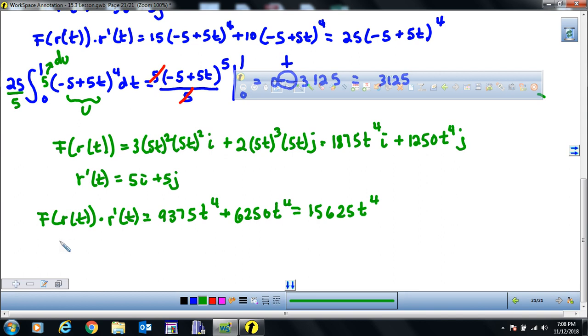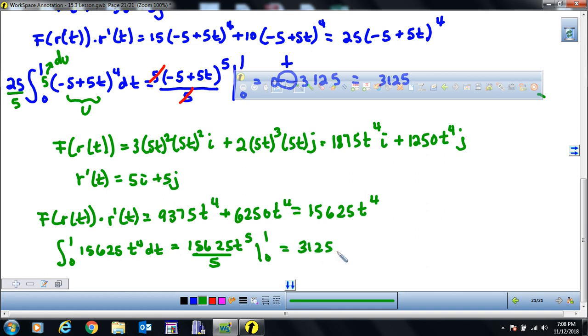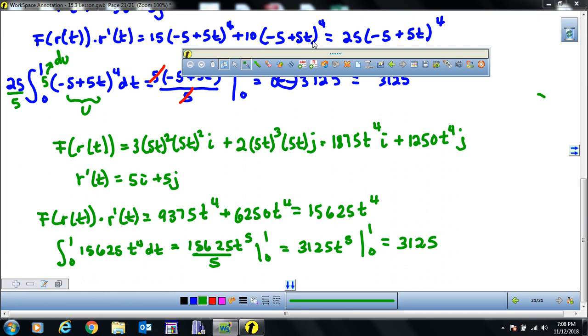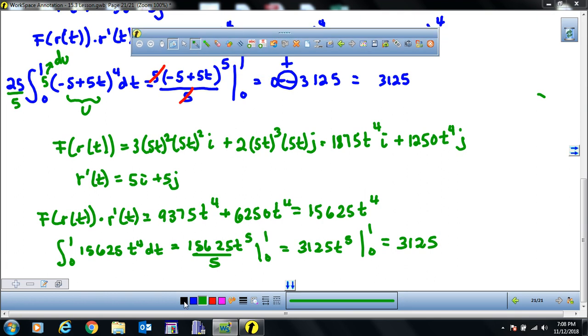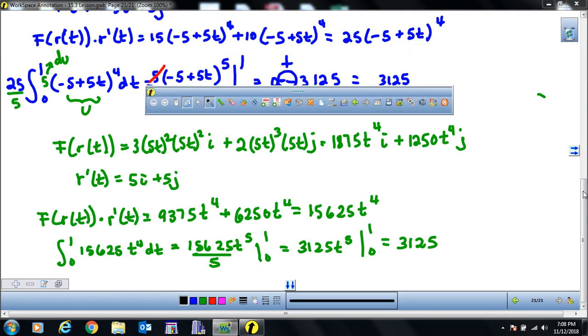So now we're going to do the integral from 0 to 1 of 15,625 t to the 4th dt. So it would be 15,625 t to the 5th divided by 5 from 0 to 1. When I divide that by 5, it gives us 3,125 t to the 5th from 0 to 1, which is going to be 3,125.